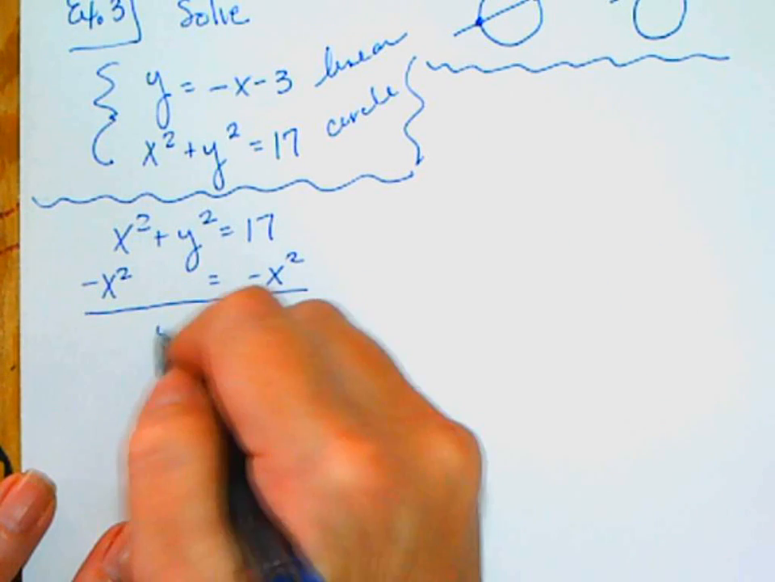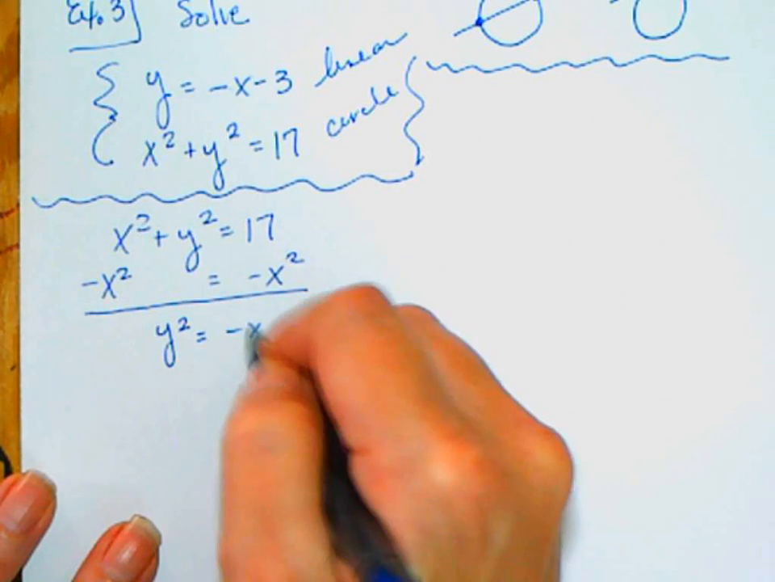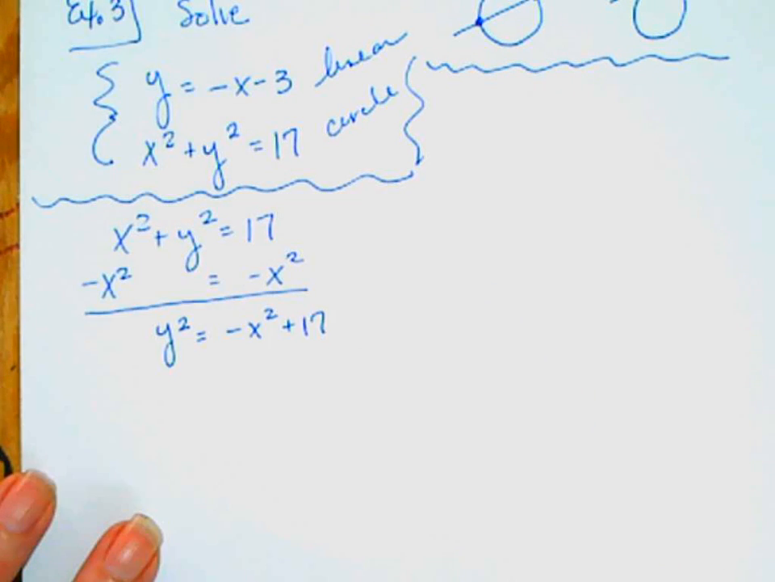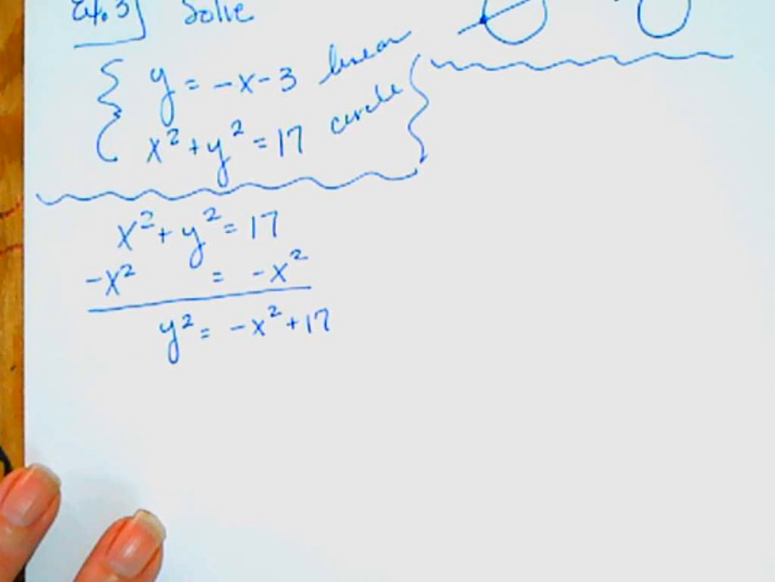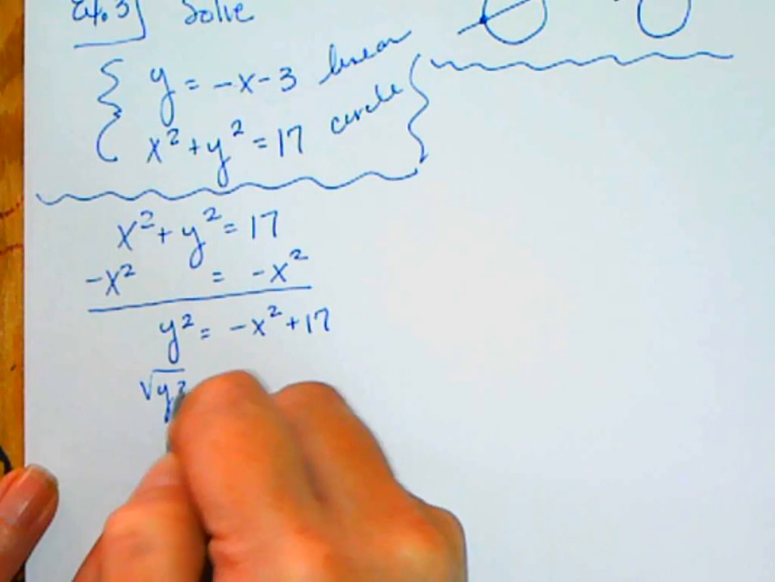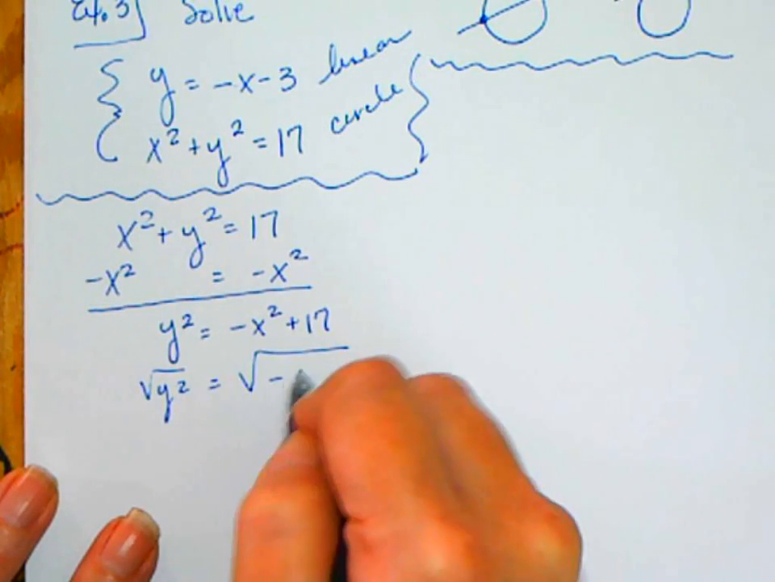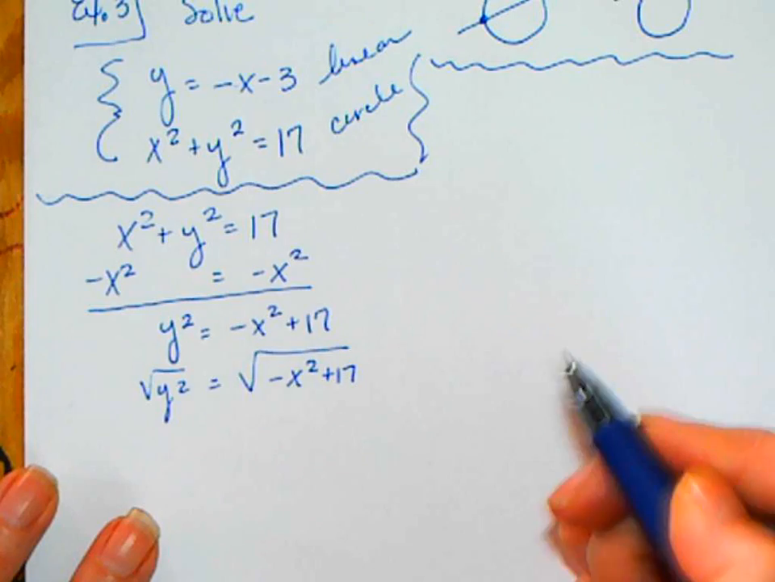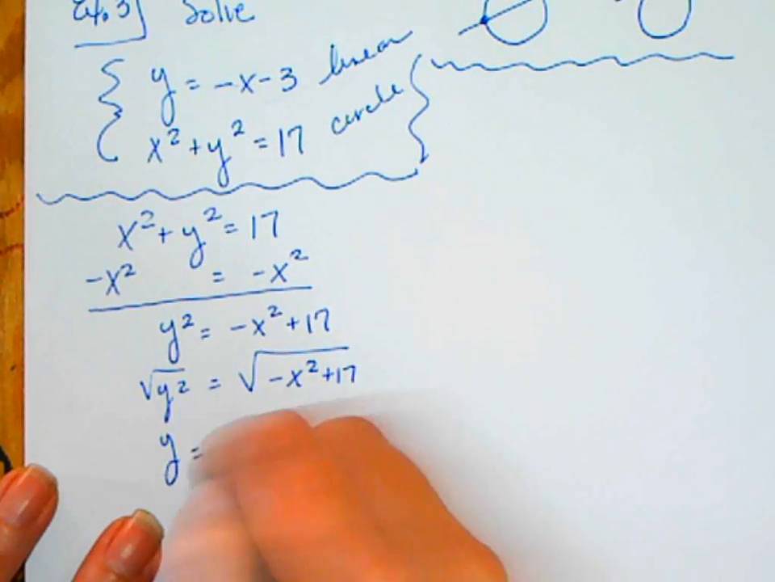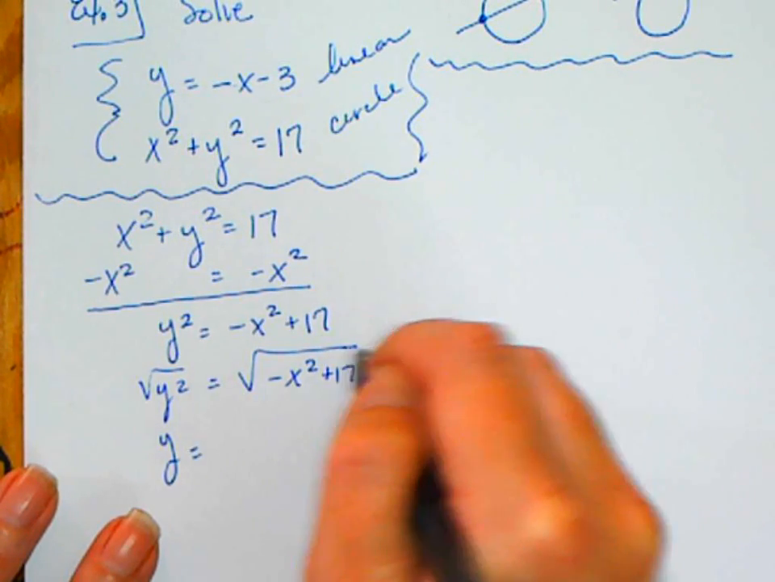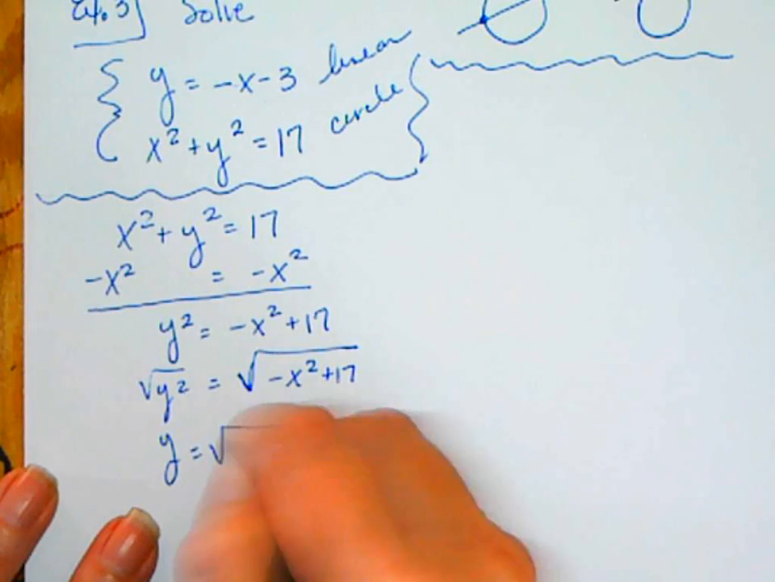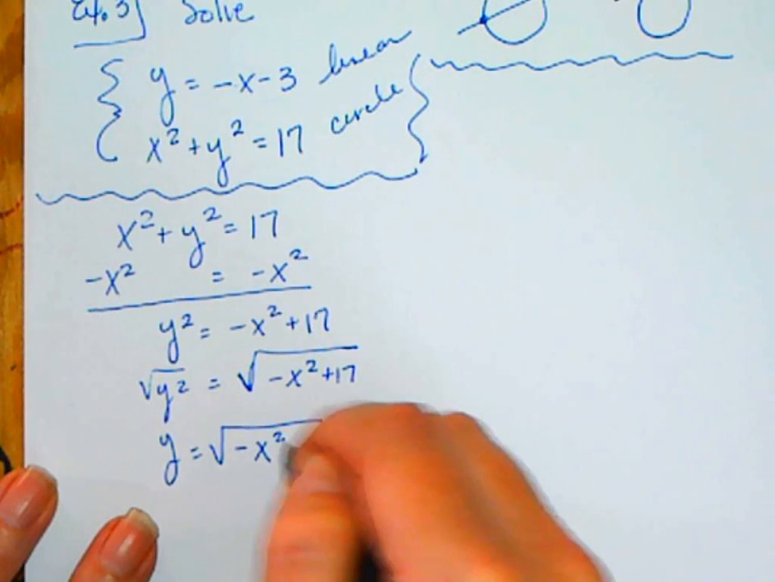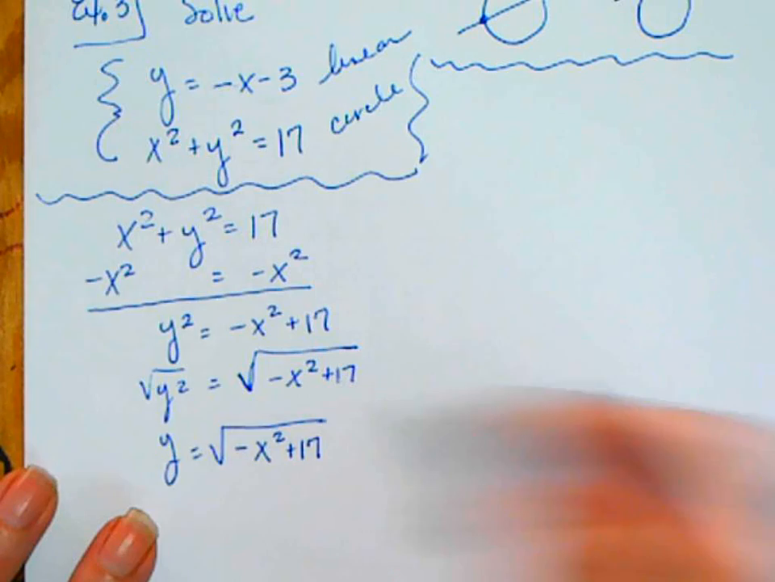So I have y squared equals negative x squared plus 17. Now what am I going to do? Square root both sides. Square root of y squared is y. Can I take the square root of negative x squared plus 17? No. So I'm just going to leave it as square root negative x squared plus 17.